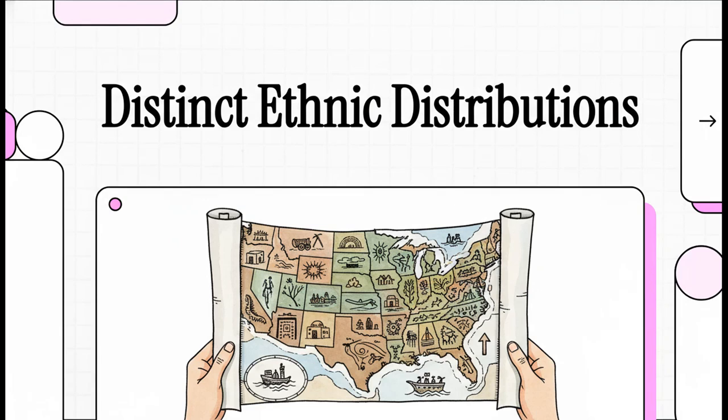Have you ever just looked at a map of your own city and wondered, why is it laid out the way it is? In human geography, we learned that a map isn't just lines and names, it's a story. And today, we're going to unpack one of the most powerful stories written across the American landscape, the unique distribution of its ethnicities. Let's dive right in.